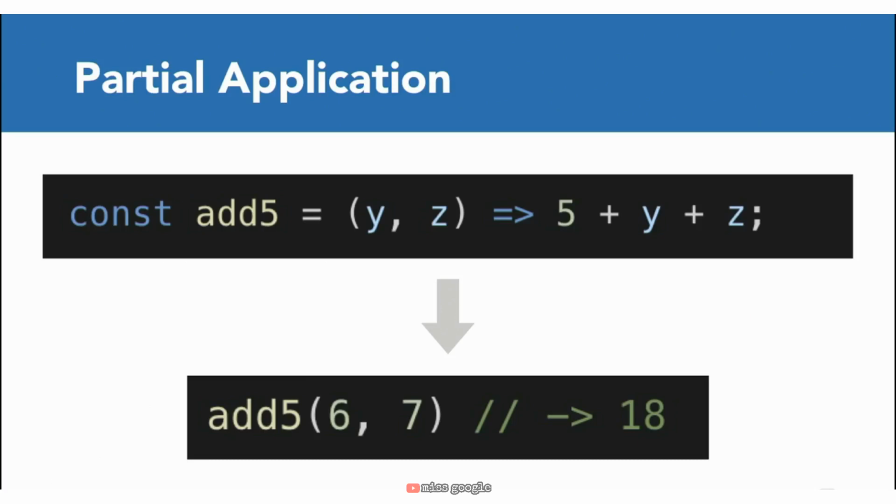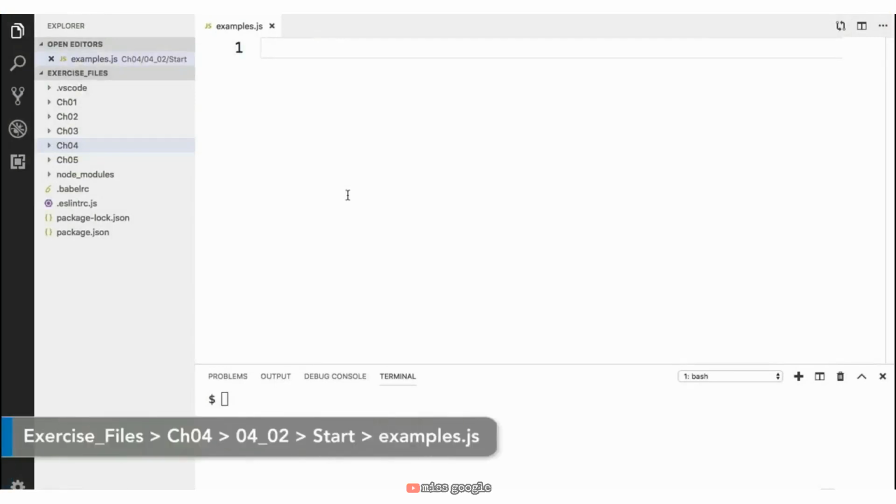In general, if there's a function that we use often in our code, where one or more of the arguments that we call it with is almost always the same, this is a good candidate for using partial application. So now that we know what partial application is, what does it look like in code?